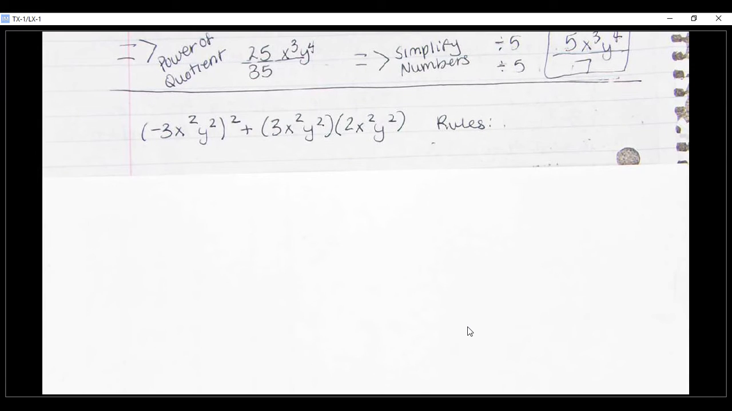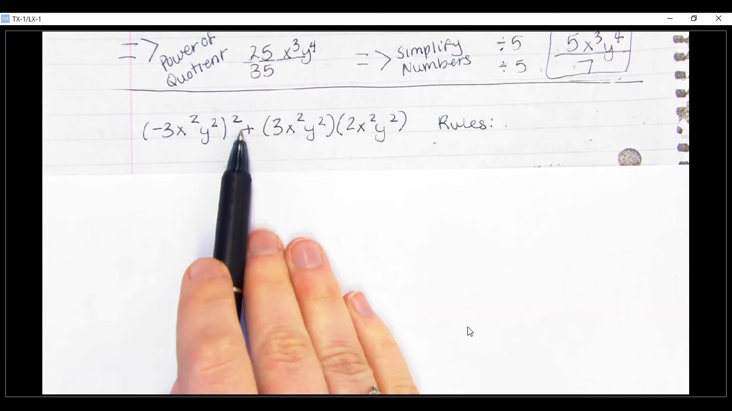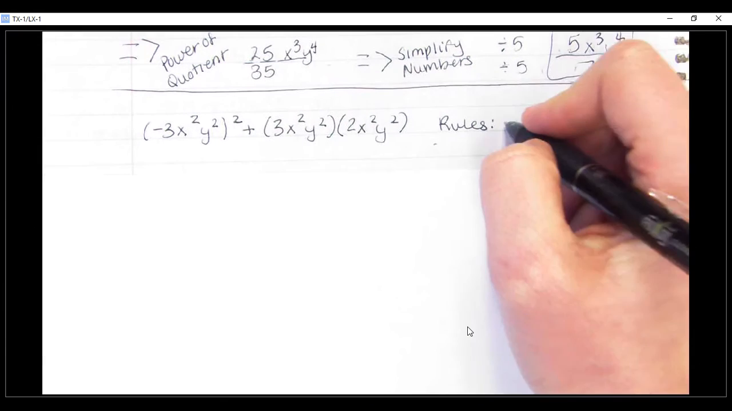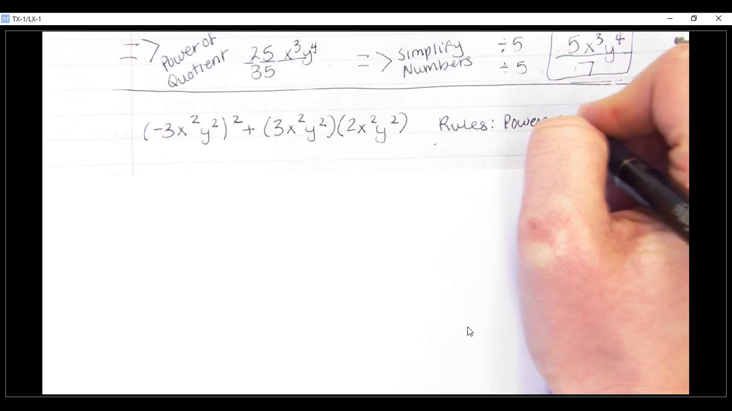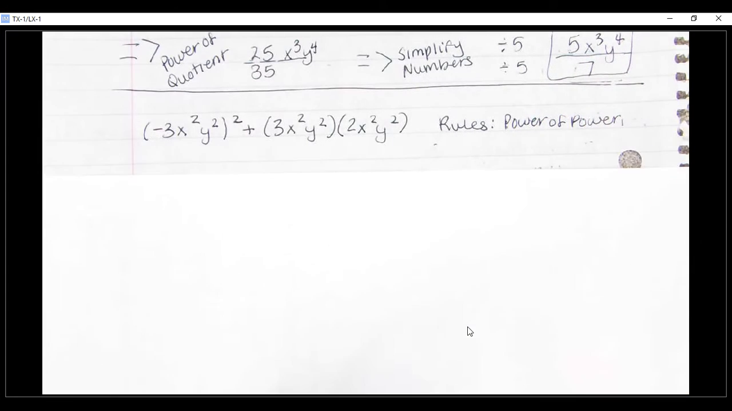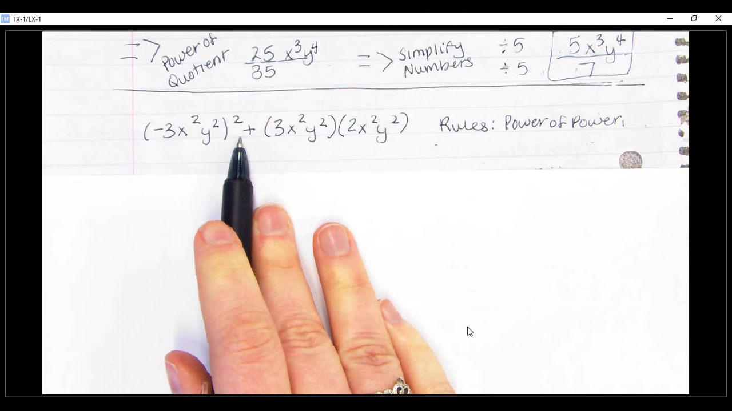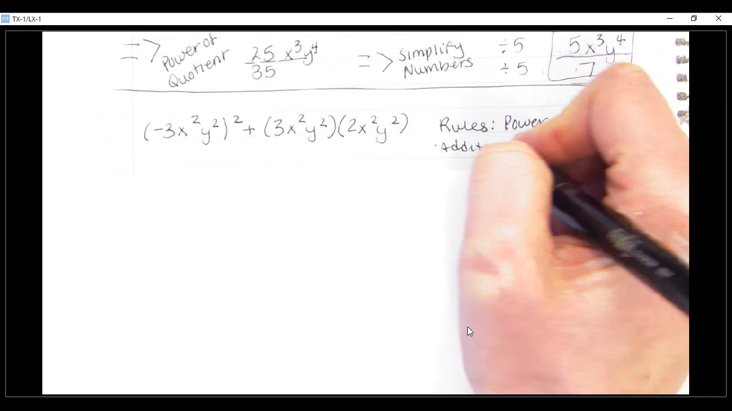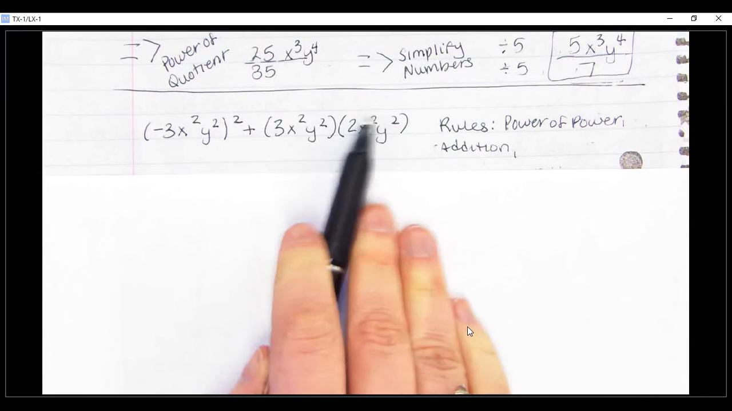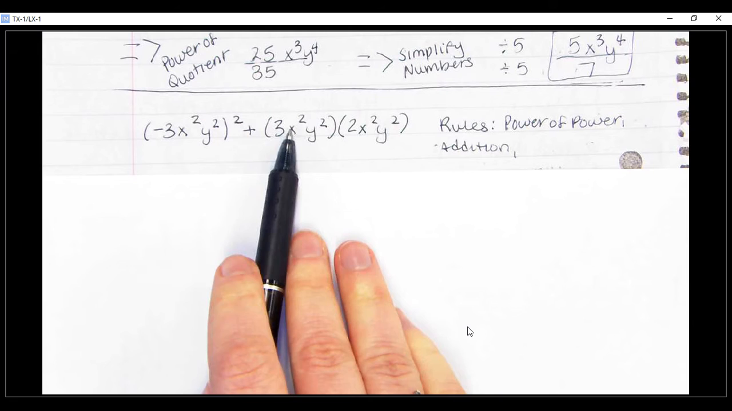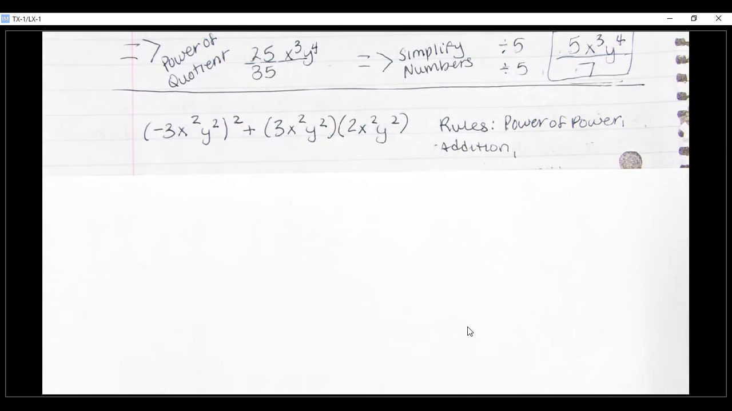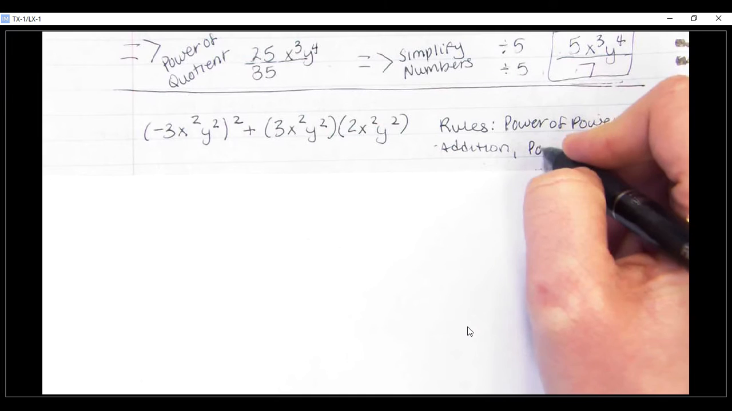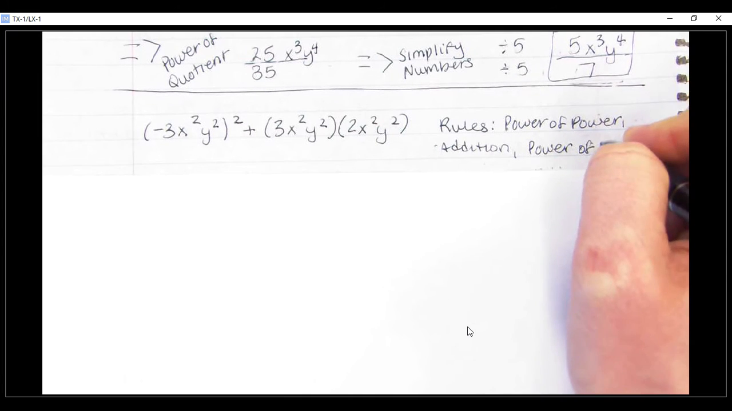I see a couple of things in here that require me to use some rules, and I see 3 rules offhand. First off, I have these parentheses with an exponent on the outside, so that tells me I need power of power. I also see an addition sign right here, so I need to make sure that I use addition. And finally, over here, I have 2 sets of parentheses that are right next to each other. If they're right next to each other, I know they're multiplying, so that also includes power of products.